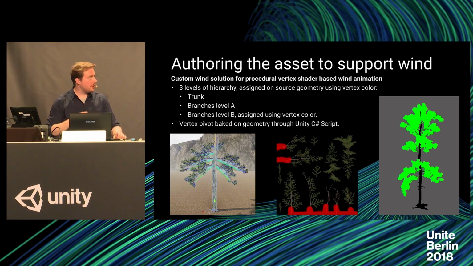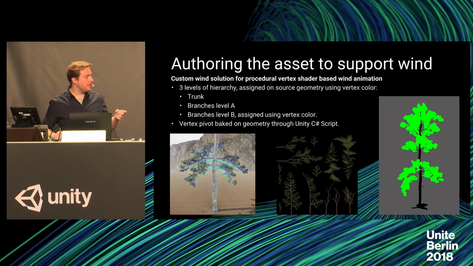So for me, my work was first to author the geometry. I did that in Maya. It's the picture on the right there. It's basically I need to assign a vertex color for the different levels of hierarchy of the tree. So here we used the green vertex color. It was 0 for the trunk, between 0 and 1 for all the first level of branches, and then 1 for the second level of branches.